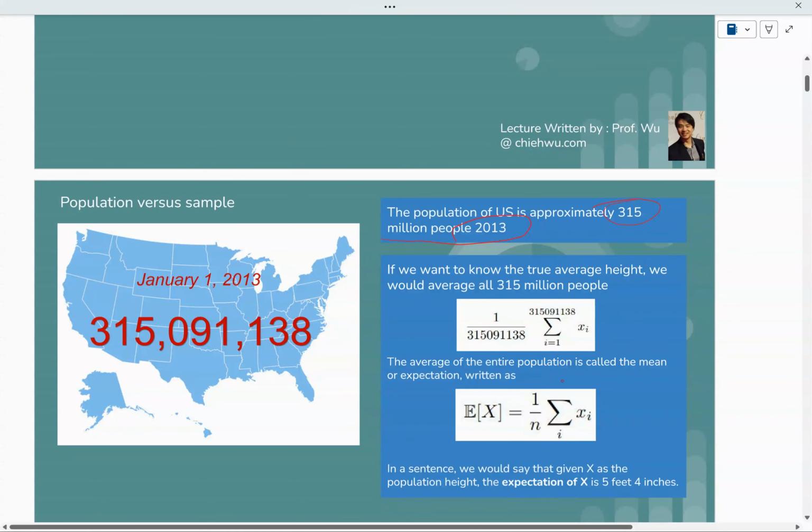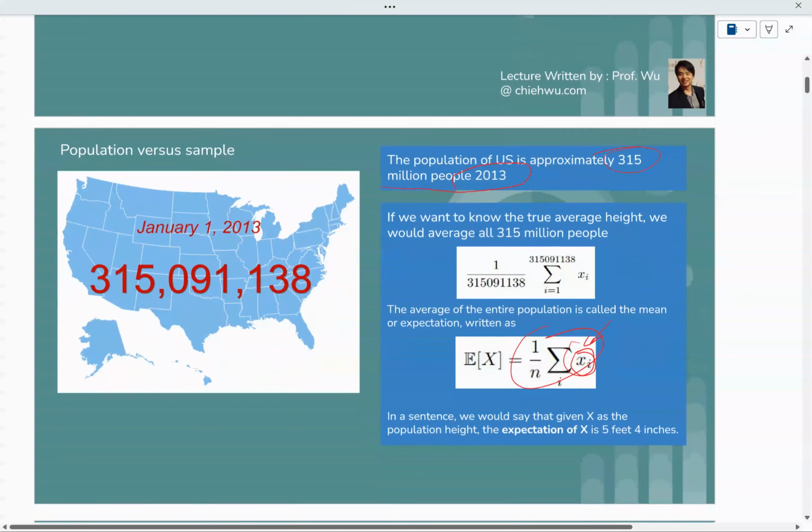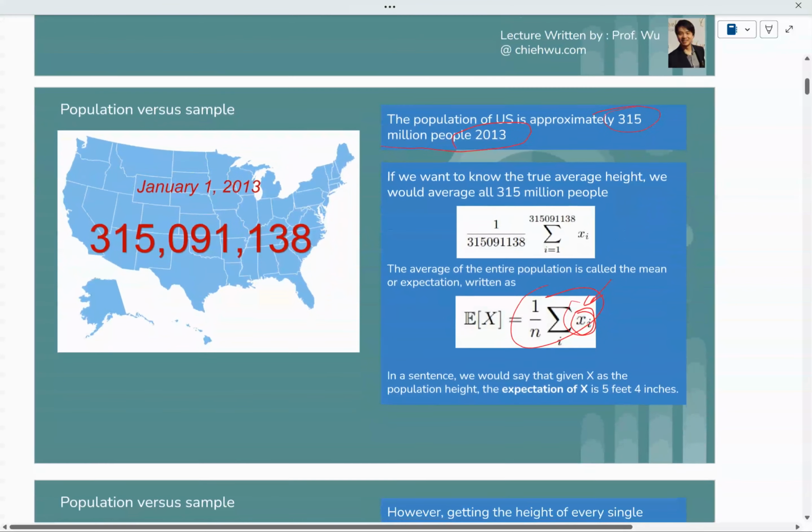So the average of the total population is called the mean, also known as the expectation. You can write it this way. And the equation looks something like this, where you count through every single person and get the height, and then you sum it up and then you average it. Now, in a sentence, we will say that given x, which is the population height, the expectation of x is 5 feet 4 inches. So that's how we would say the expectation.